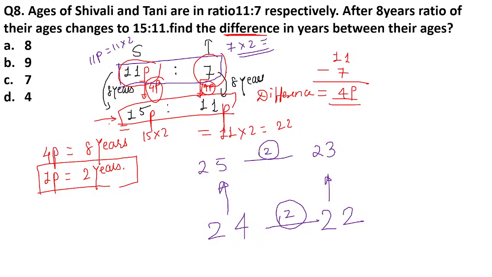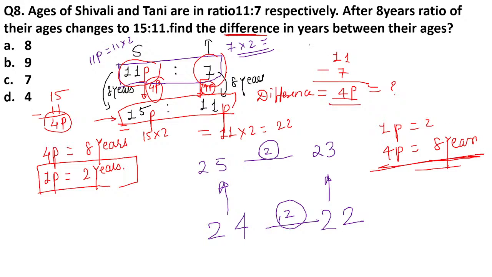Even if you do it here, after 8 years also, Shivali is of 15 parts, Tani is of 11 parts. Again, the difference is 4 parts only. So, 4 parts is equal to how much? Students, now tell me. 1 part is equal to 2 years, ma'am. So, 4 parts is equal to 4 twos are 8 years. So, 8 years is the answer for the given question, because they have asked you to find the difference between their ages.